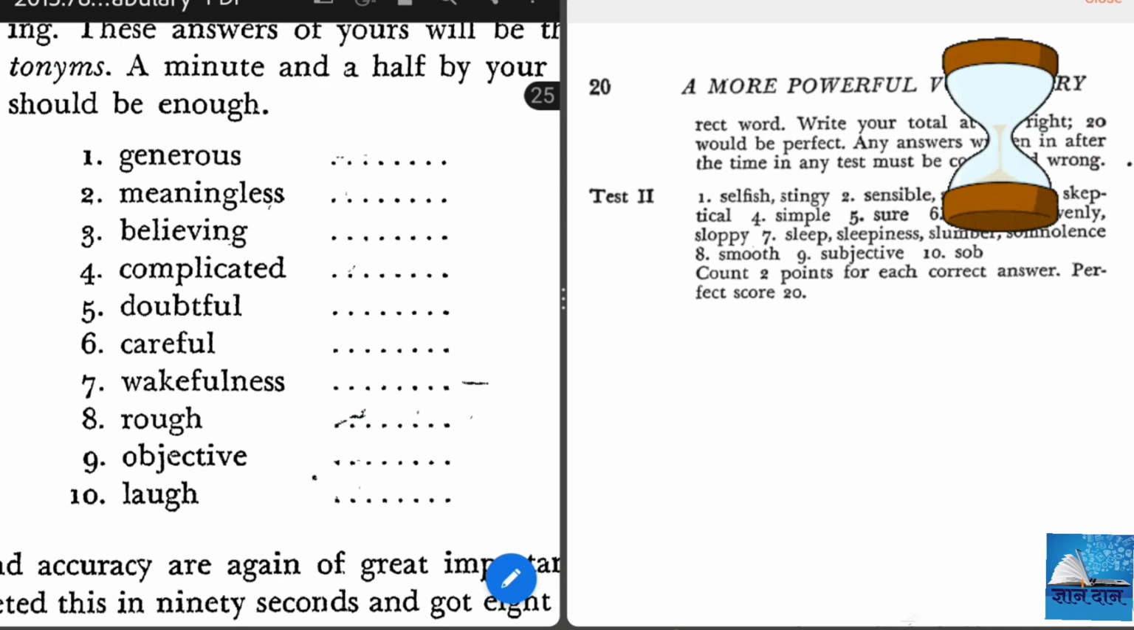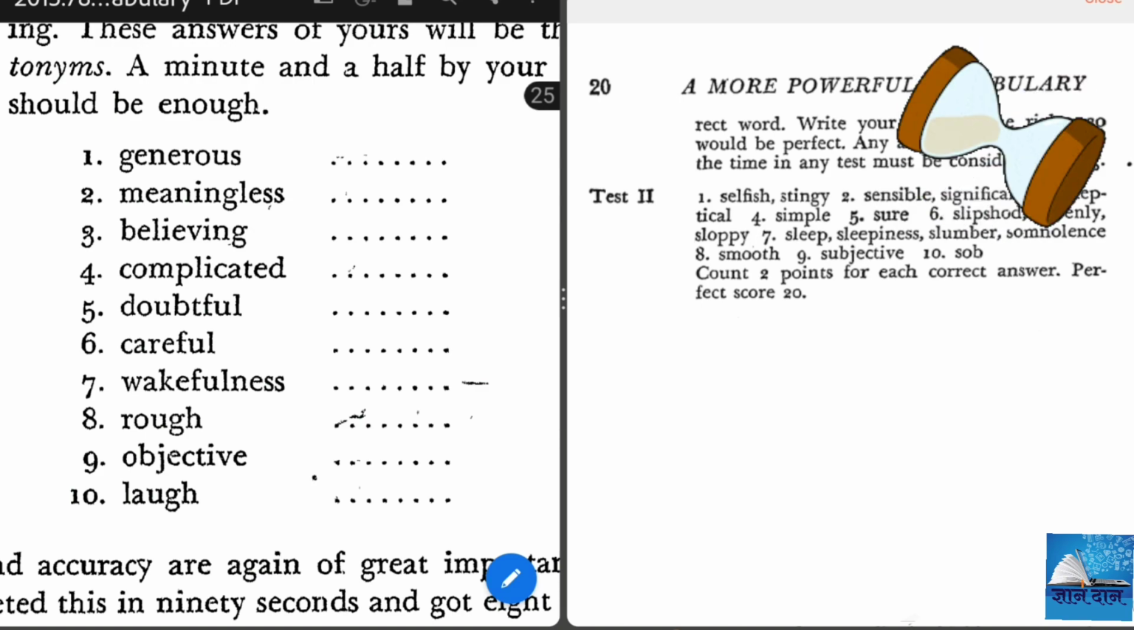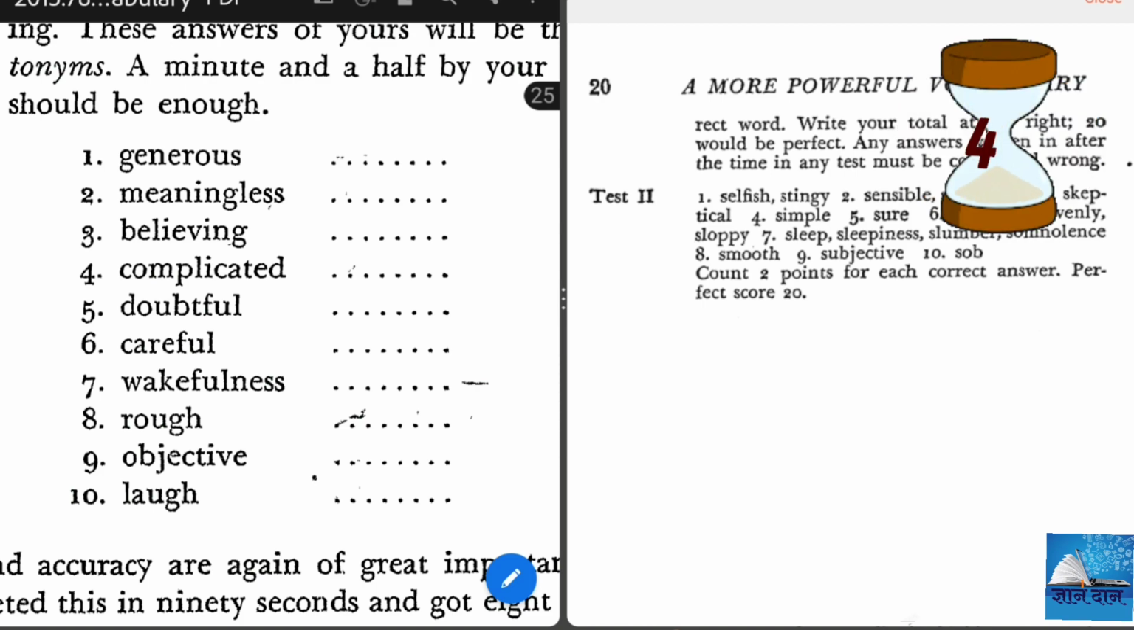Selfish or stingy, meaningless, sensible, significant, believing, skeptical, complicated, simple, doubtful, sure, careful, slipshod, slovenly, sloppy, wakefulness, sleep, sleepiness, slumber, somnolence, rough, smooth, objective, subjective, laugh, sob. Count 2 points for each correct answer. Perfect score should be 20.